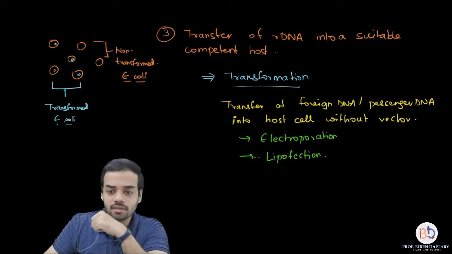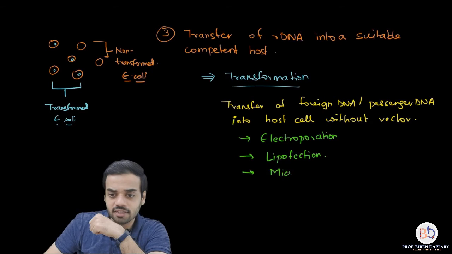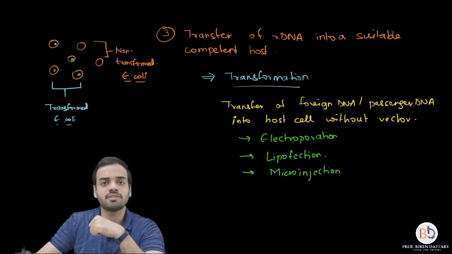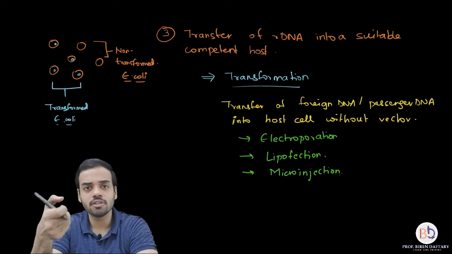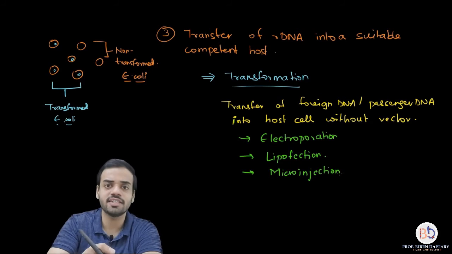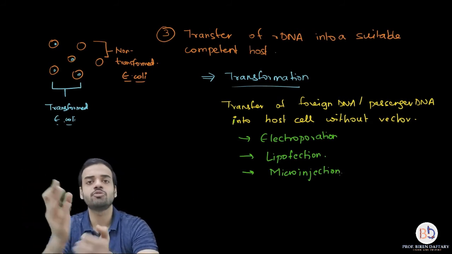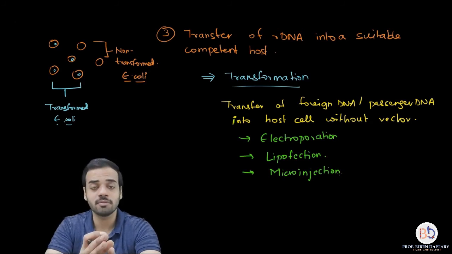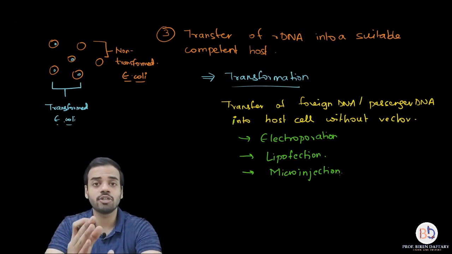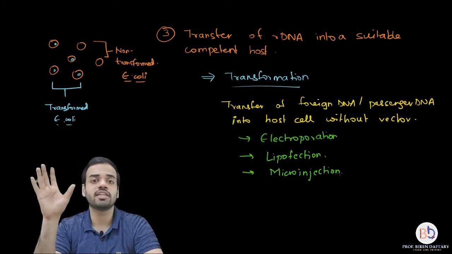Then there is another method called microinjection. Microinjection is just like giving an injection to a person, but it is a micro needle. So you take that gene into the syringe and you inject it directly into the DNA of the host cell. All these methods are used when you don't want a vector, but please remember, these methods you cannot use in the case of agrobacterium. If you are using agrobacterium as the host cell, then you have to use Ti plasmid.